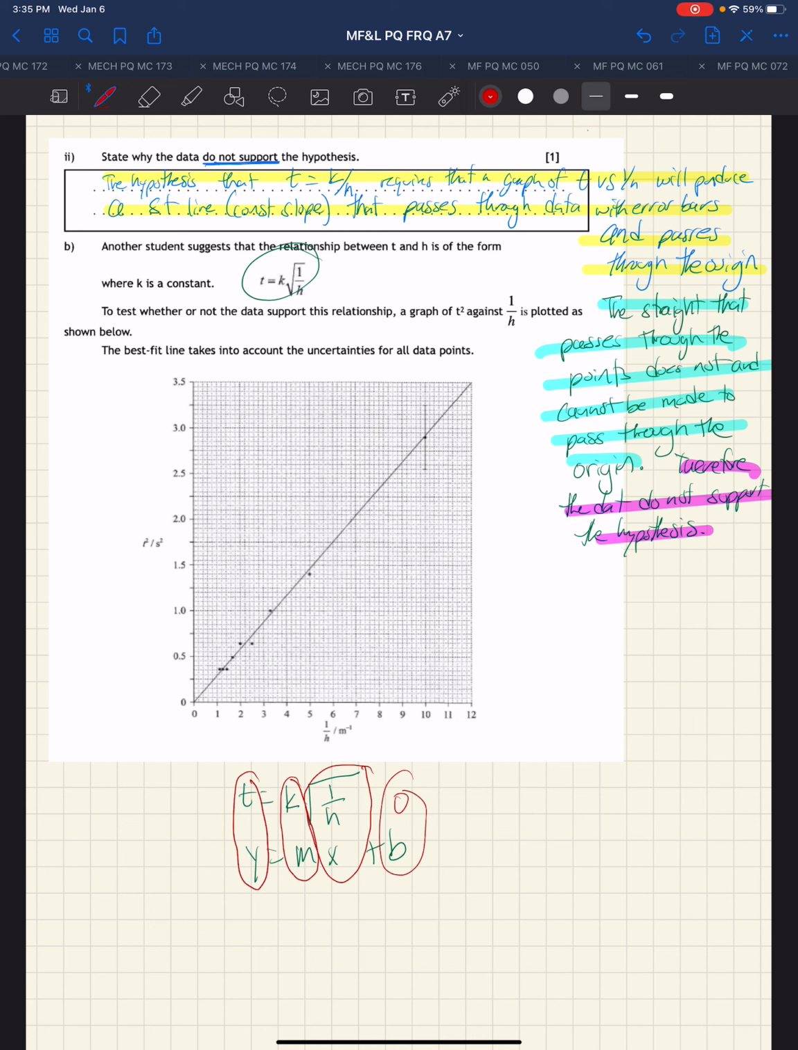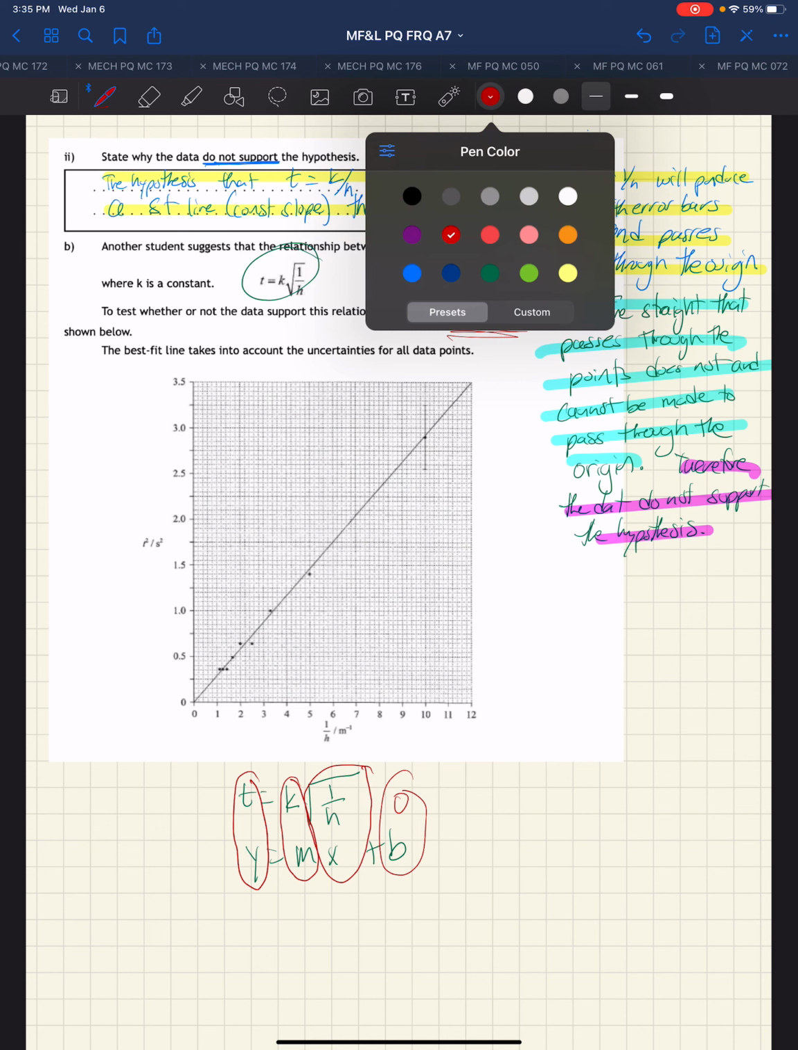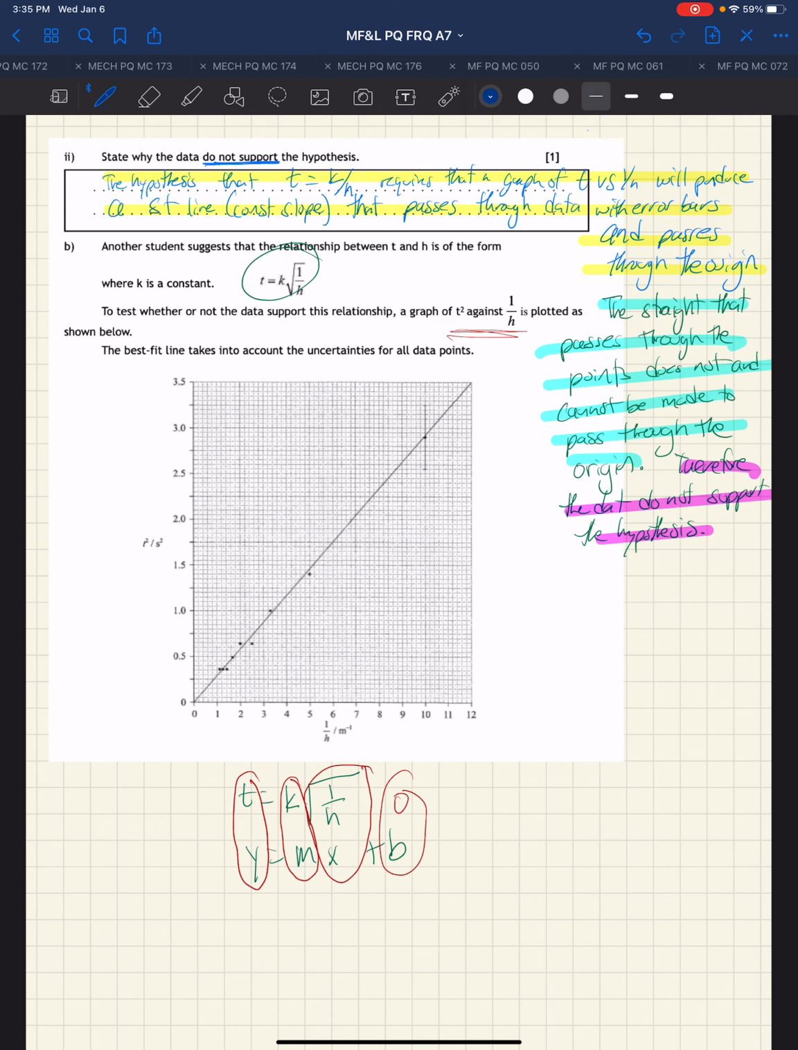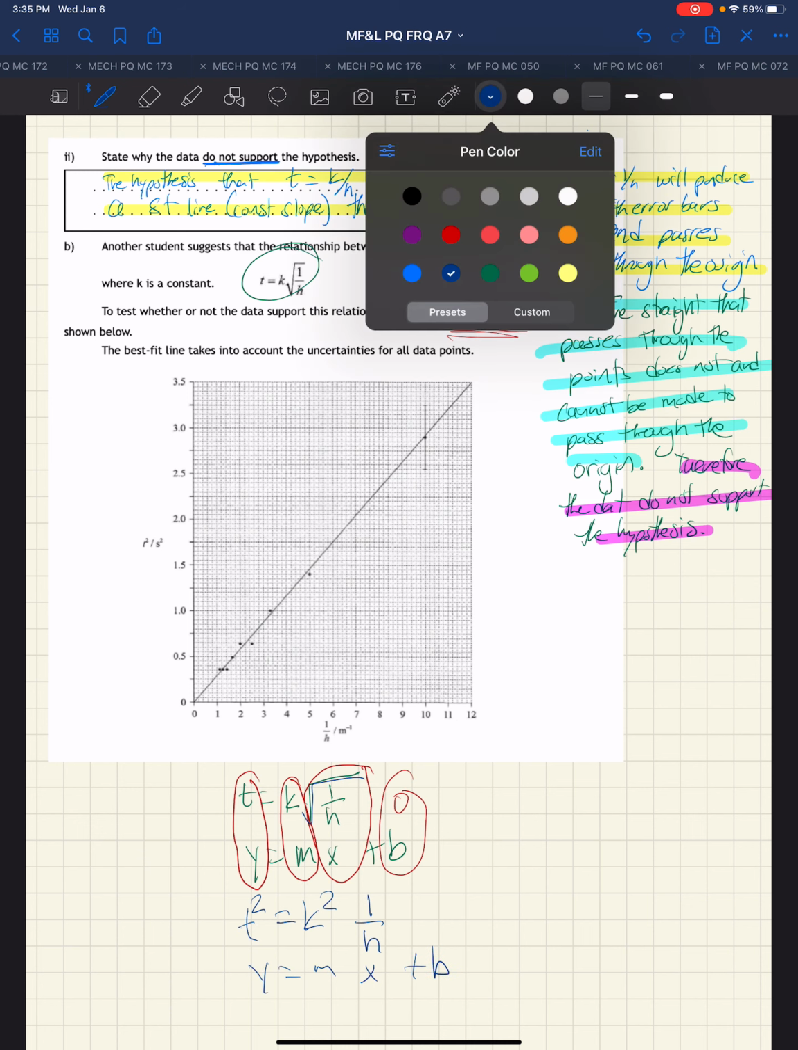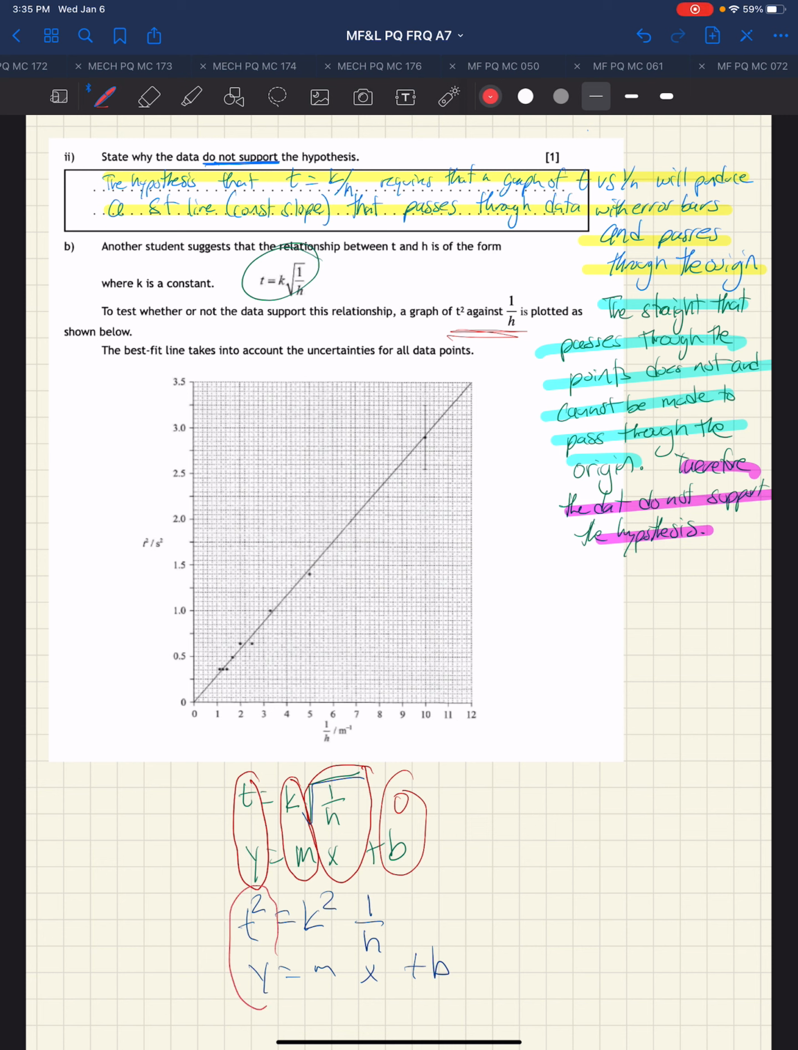Testing whether or not the data support it, a graph of t squared versus 1 over h. That's not what we did, but we can see why they did it that way. Typically, when we want to get rid of a radical, we square both sides. Doing so gives us t squared is k squared times 1 over h. Then comparing that to y equals mx plus b, we land at a y-axis of t squared, the slope is k squared, and the x-axis is 1 over h.